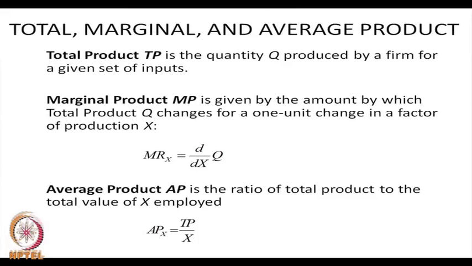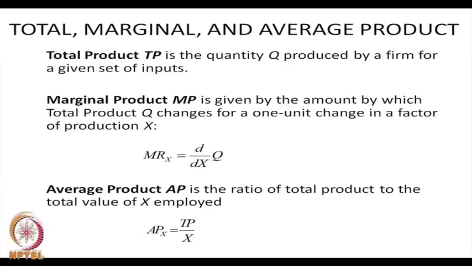Then we define three types of products: total product, marginal product and average product. By total product, we mean the quantity Q produced by a firm for a given set of inputs, naturally in a specific period of time. That is called total product.